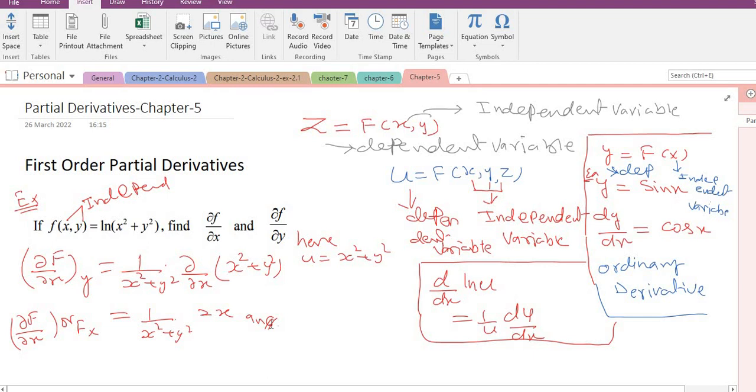Now, if he asks what is the next derivative, how can we write that?